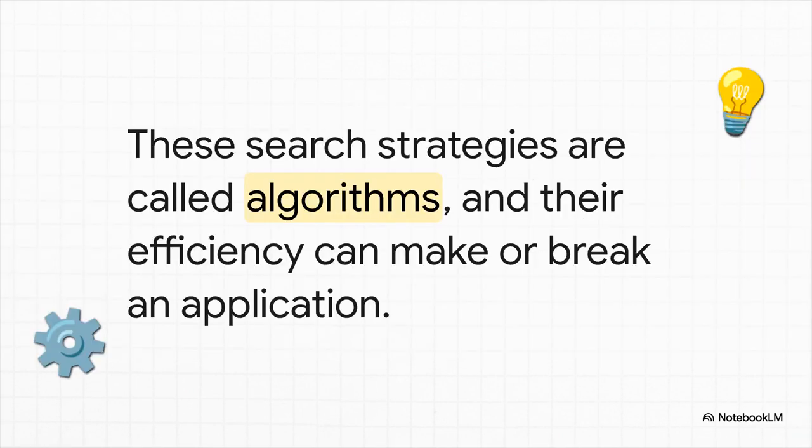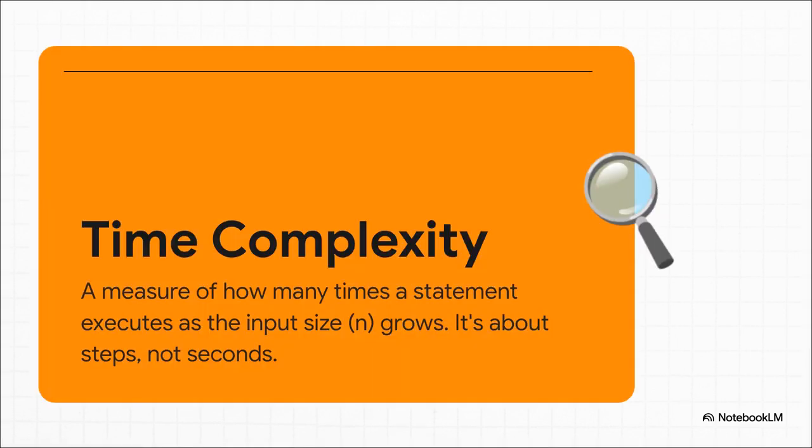Now, this isn't just about finding a lost pen. In the world of programming, these different strategies are what we call algorithms. And choosing the right one, well, it's everything. An application built using that brute force logic would be unbelievably slow. The efficiency of your algorithm can literally be the difference between a user loving your app or deleting it. So how do we actually measure this efficiency in a standard way? That is where time complexity comes into the picture.